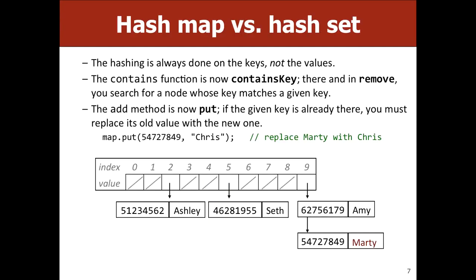One of the big differences is that when you put something in, you have to check to see if it's already in your hash map. It's not like before where when we added something to our set, we just ignored a duplicate add. Here we would have to actually change the value if there was already that key. So for example, if we were to put this value and change it to be Chris, then we would want to get rid of Marty here and replace him with Chris, like that.